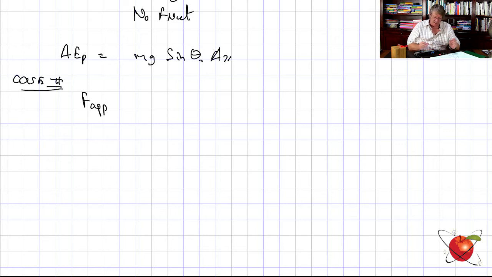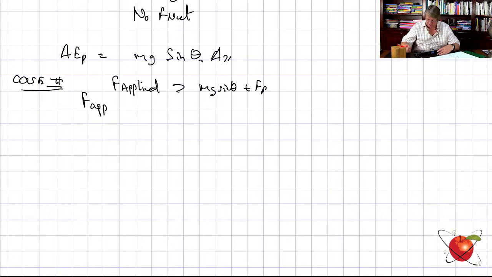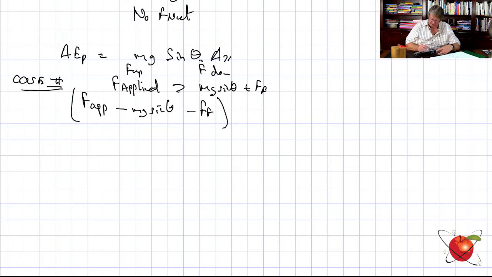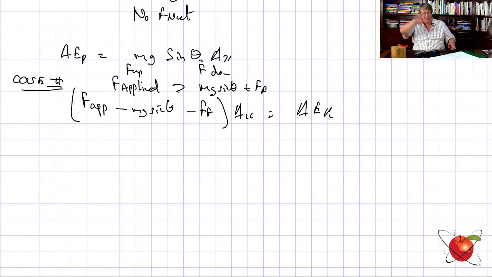Okay, case 2 is going to be F applied greater than mg sine theta plus the force of friction, right? Because this is F up the slope, this is F down. So (F app minus mg sine theta minus FF) multiplied by delta x must be equal to delta EK. And I will have an acceleration up the slope because I'm pulling up the slope more than I'm pulling down. Simple as that. No worries. That's all we have to do with it.